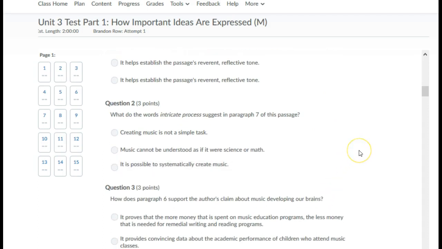Number 2, what do the words intricate process suggest in paragraph 7 of this passage? Creating music is not a simple task. Music cannot be understood as if it were science or math. It is possible to systematically create music.